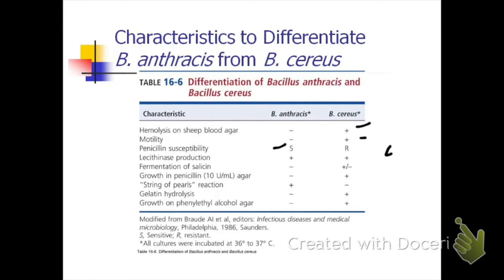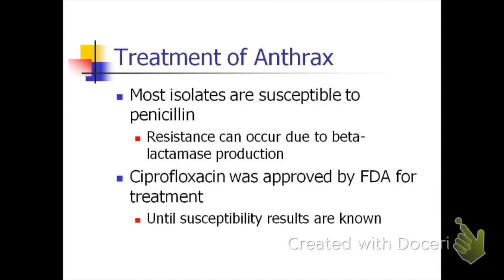Which one can ferment salicin? Bacillus cereus, but not all the time. Can grow in the presence of penicillin? Syempre, cereus, because anthracis is susceptible. String of pearls positive, anthracis. Can hydrolyze gelatin, cereus. Can grow in PEA, that's phenyl ethyl alcohol agar? Cereus. Okay? So, if you have this particular characteristic, that's Bacillus cereus. Okay.